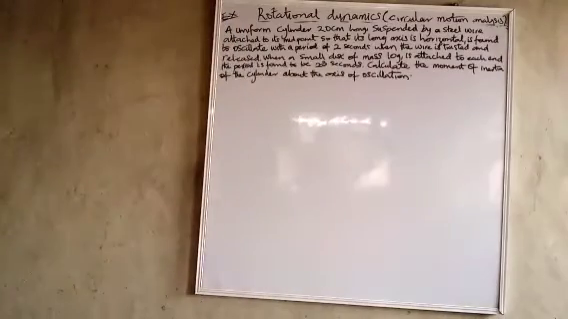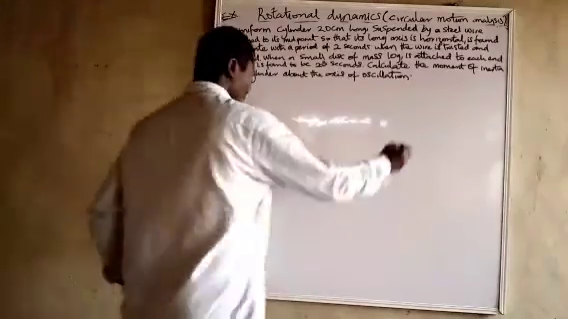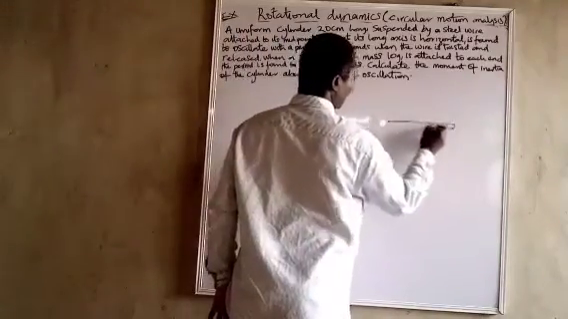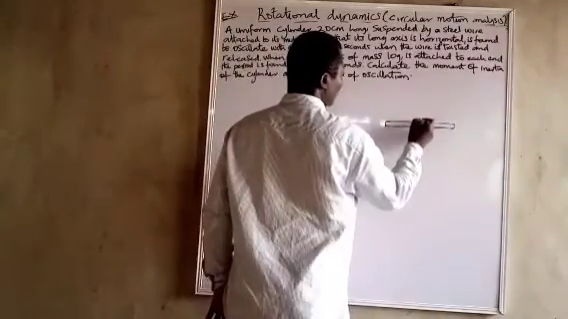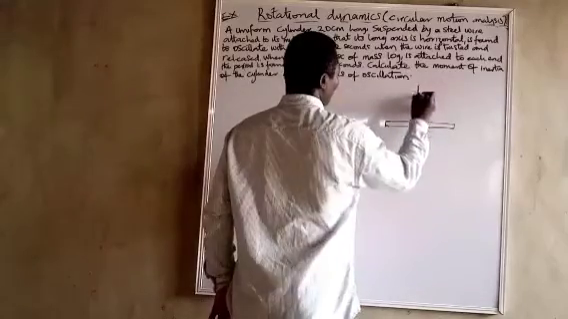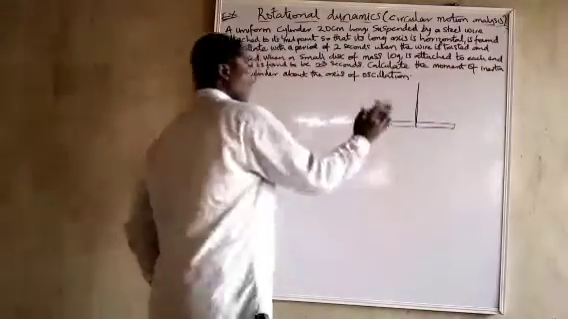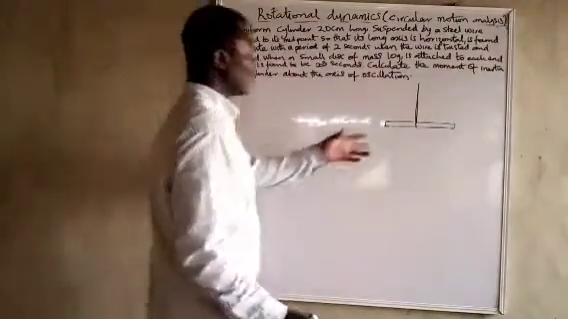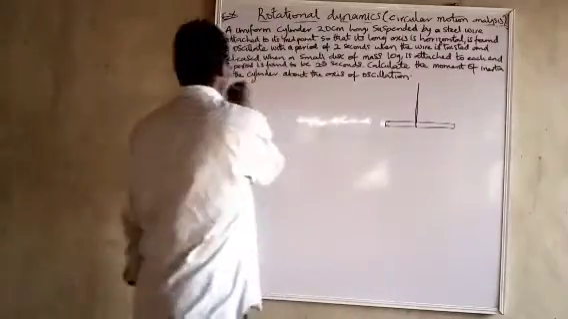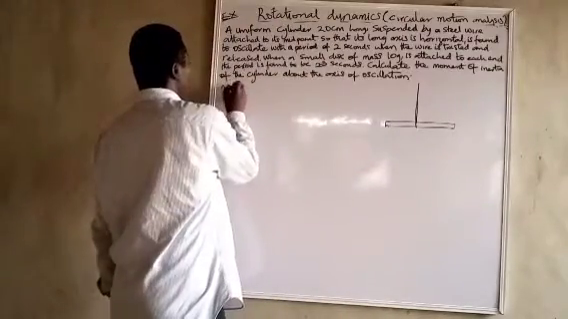Calculate the moment of inertia of the cylinder about the axis of oscillation. So we have a situation like this. The cylinder is like this, and the wire is fixed at this point. When the wire is twisted, it is released. We are told that, let's call the moment of inertia I.